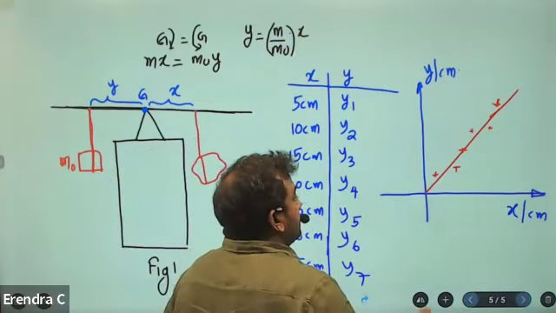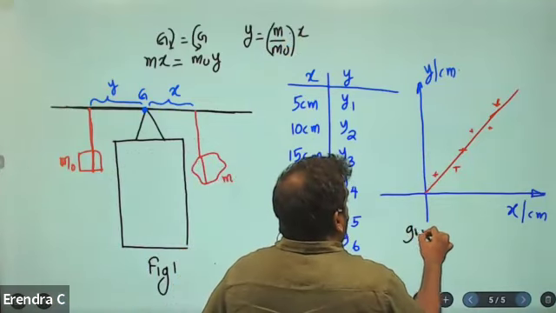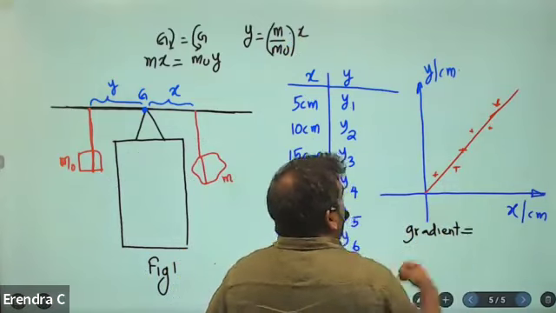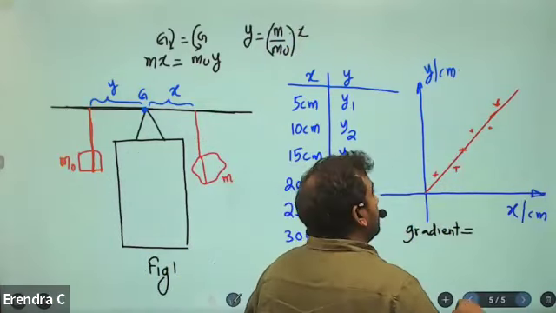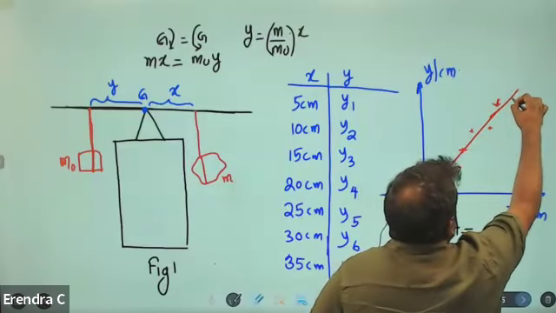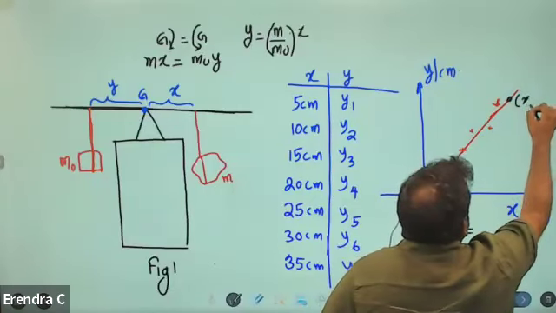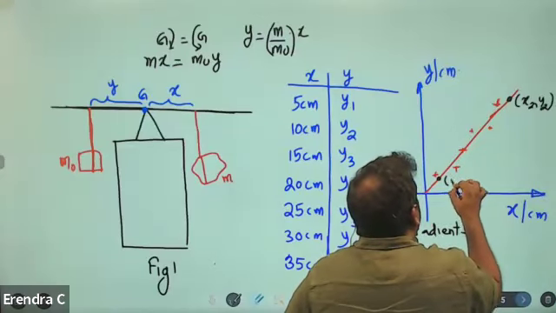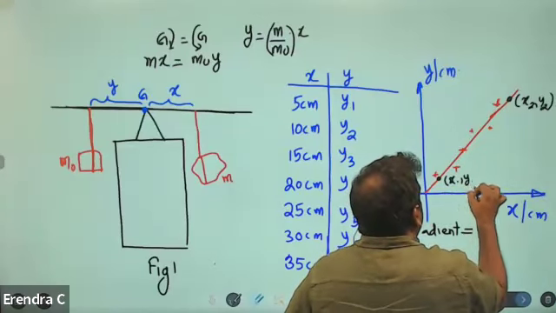Now look at this. Gradient of the graph. Gradient of the graph from O-level knowledge. I'm reminding you all again. On this line, you take x2, y2. Somewhere here, x1, y1.